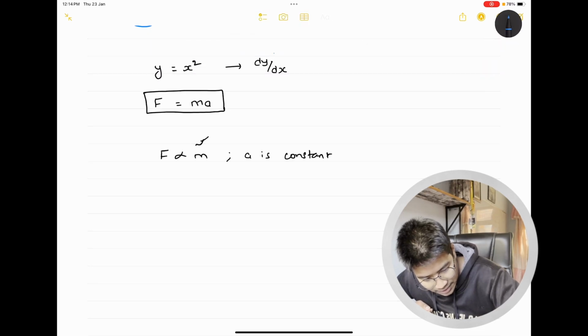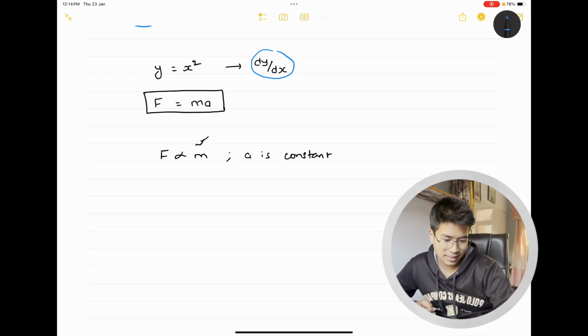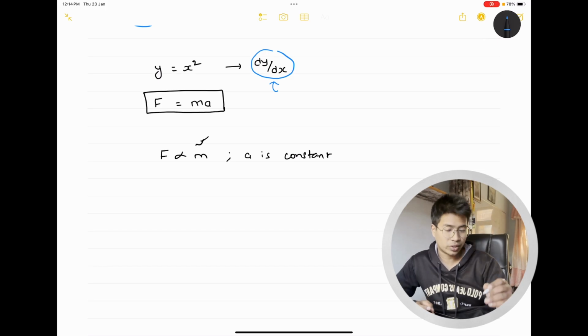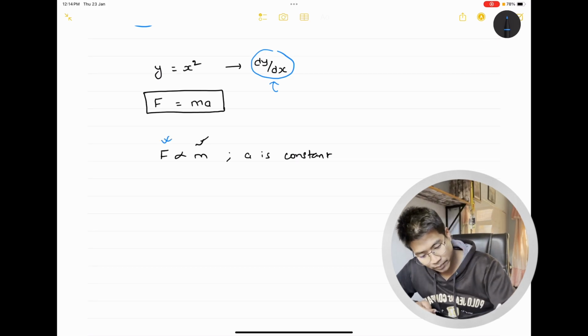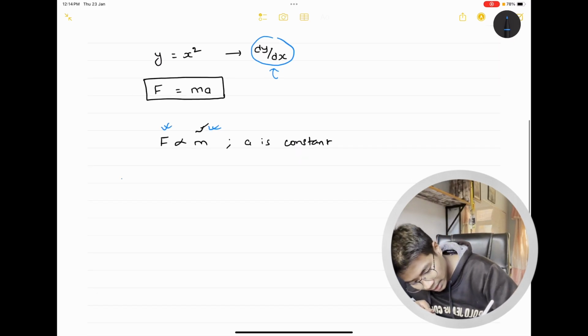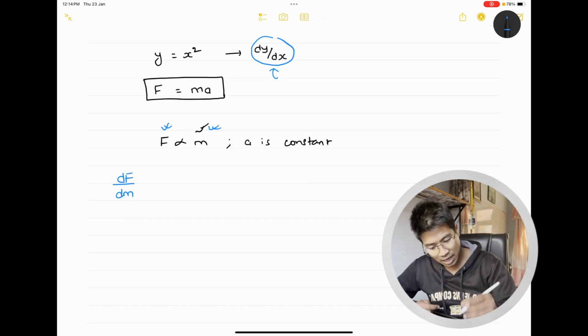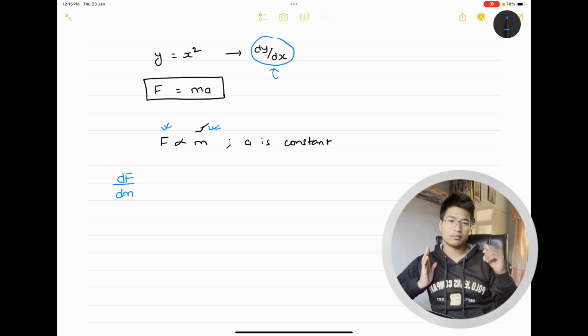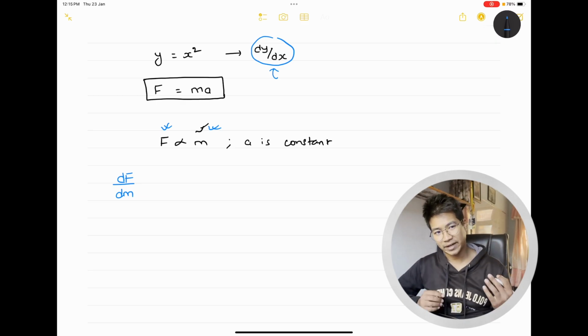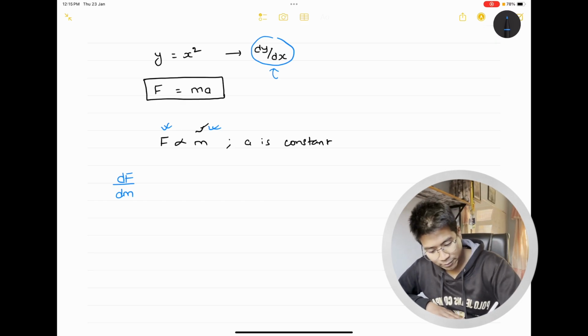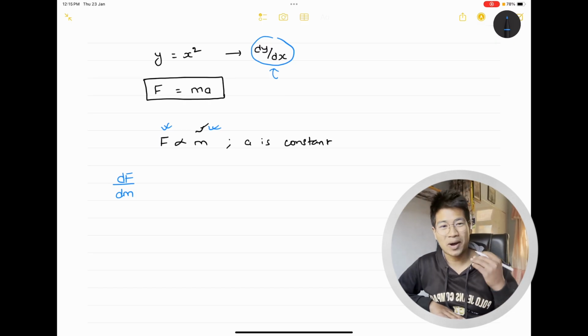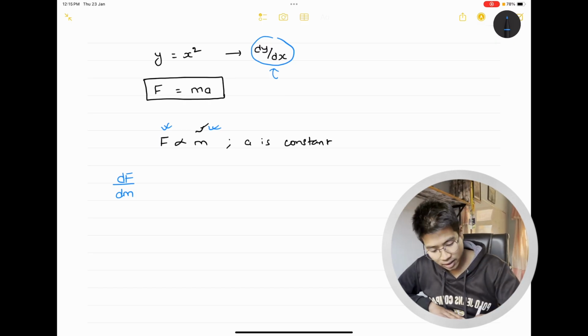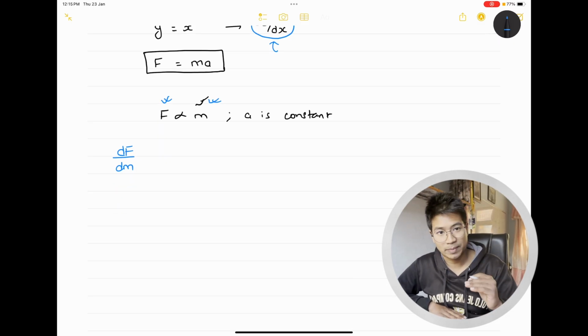Okay, so now that we have established this notion, let's see what that notation would look like for F and m. So it will look like this. Okay, how is my force affected by m? Okay, this is how you would write a notation for partial derivative. Okay, so what this dF by dm basically means is it's a partial derivative, right, of F with respect to m.